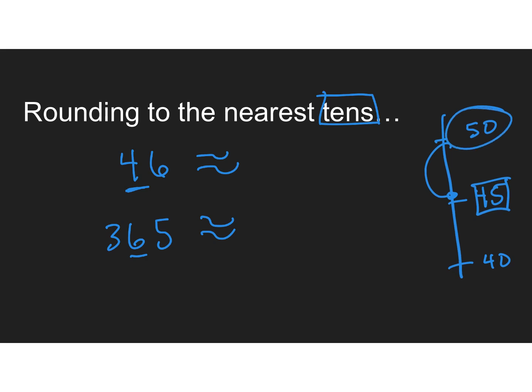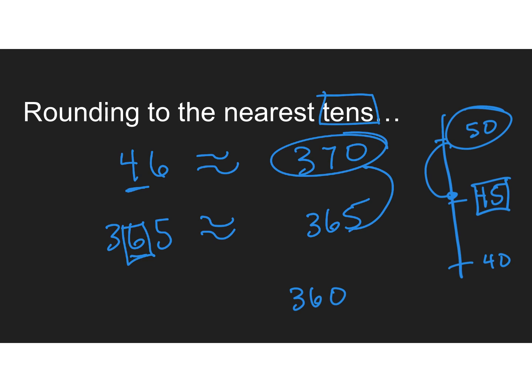Okay. And then on this one, 365, it's either going to be 360 or 370, because we're going to either stay at the 6 or round up to the 7. And then what's in between? We have 365. So 365, if it's 5 or above, it goes to the top one. So we would round that one to 370.